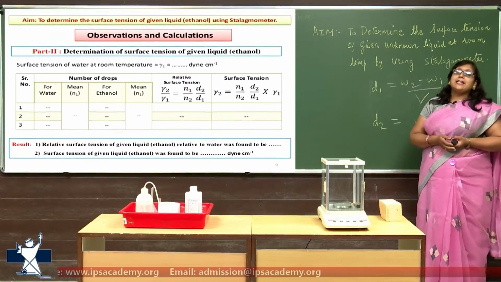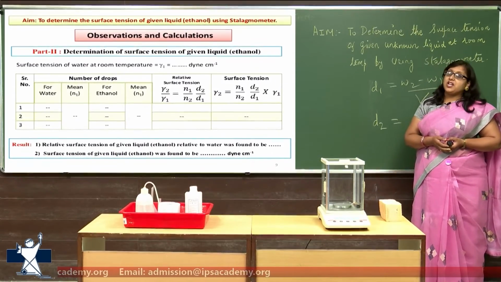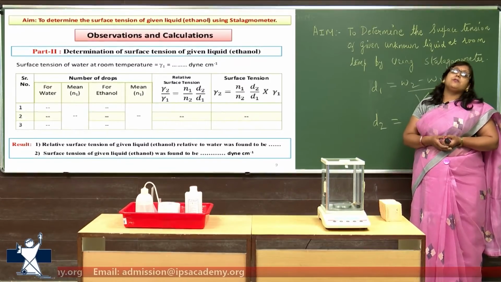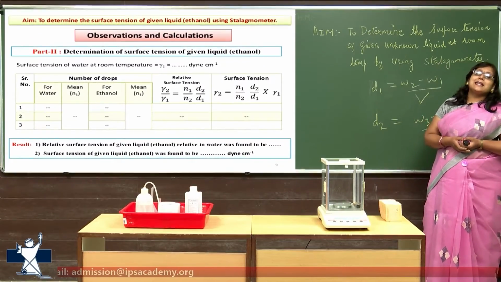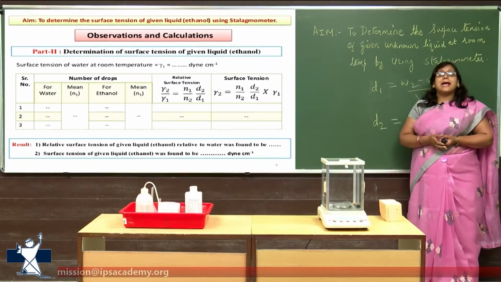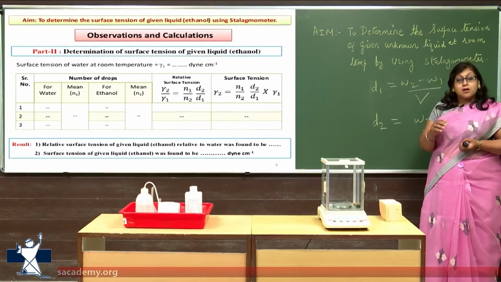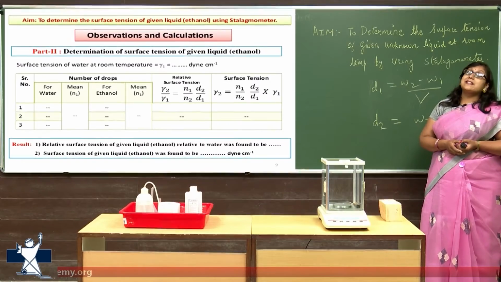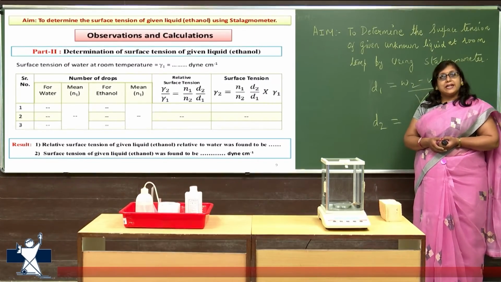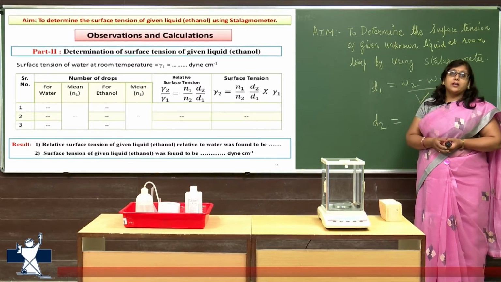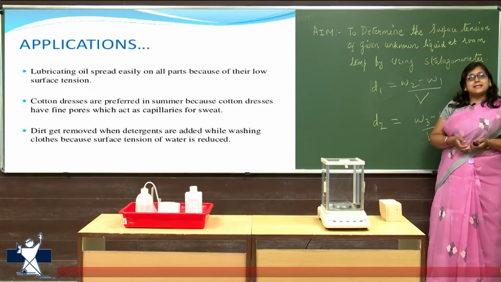So, if we vary the temperature, the densities and the number of drops are going to change. So every time there will be a change in the value of surface tension. So we cannot say that it is a 100% calculation of surface tension. We will say it is a relative surface tension, because the temperature parameter always varies. So we are going to calculate the relative surface tension of a given liquid with reference to water, and the unit in which we are going to calculate it is dyne per centimeter.